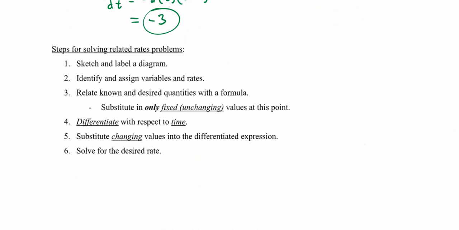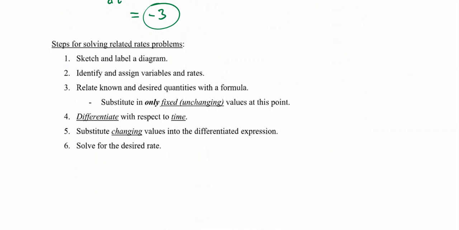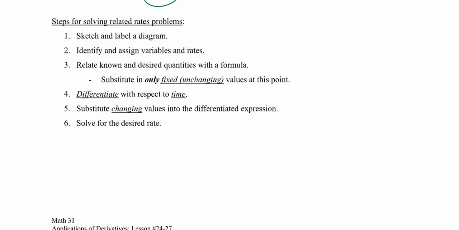Yeah. So steps for solving related rate problems. It's a lot like physics when we get into this one, right? We're going to make a picture of what's happening. We're going to figure out the variables, right? We're going to figure out what we actually know, what our rates are, what our lengths are. We're going to relate known and desired quantities with a formula. So that would be the area of a circle, the area of a cylinder, maybe the volume of a cylinder, right? So some sort of relationship that connects those two pieces. Like the area and the radius, right? They're connected with that formula.